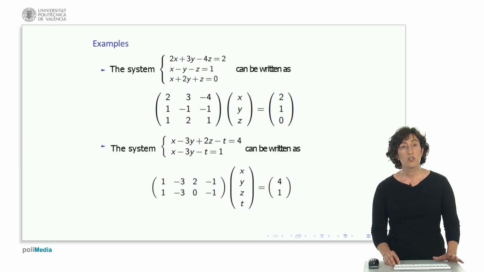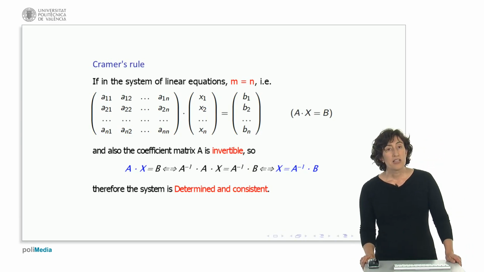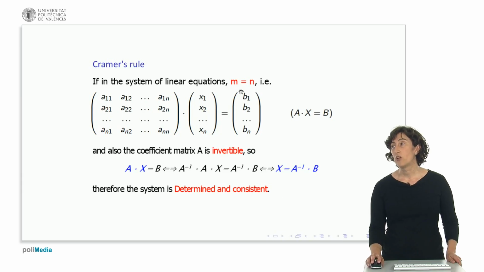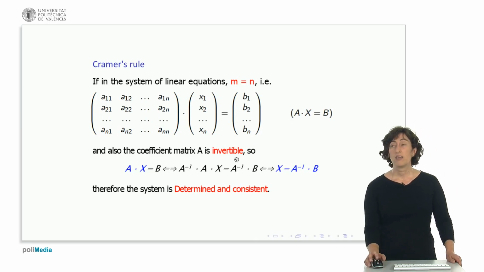Well, now that this is seen, let's see what Cramer's rule is. Cramer's rule is a way to solve systems of linear equations in which the number of unknowns coincides with the number of equations, m equals n. In that case, the matrix expression would be, as we have said, A times x equals b. And if in addition the matrix A is invertible, what happens?